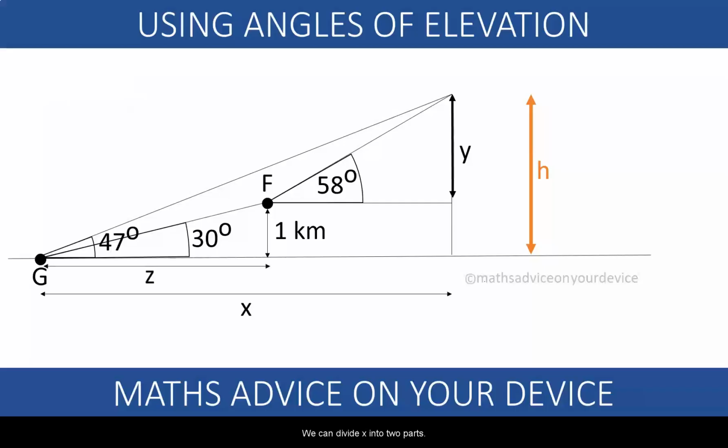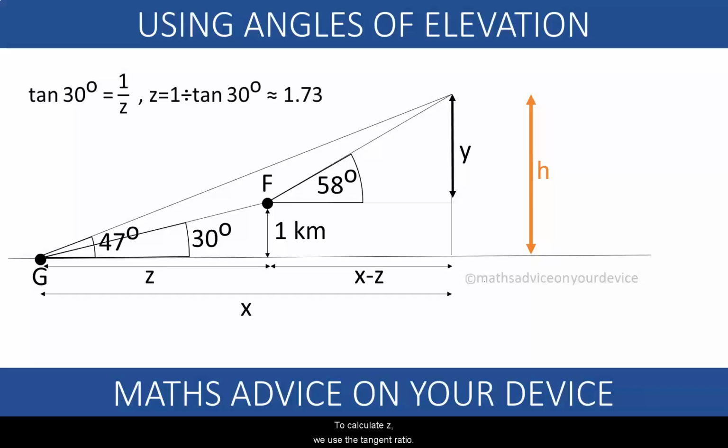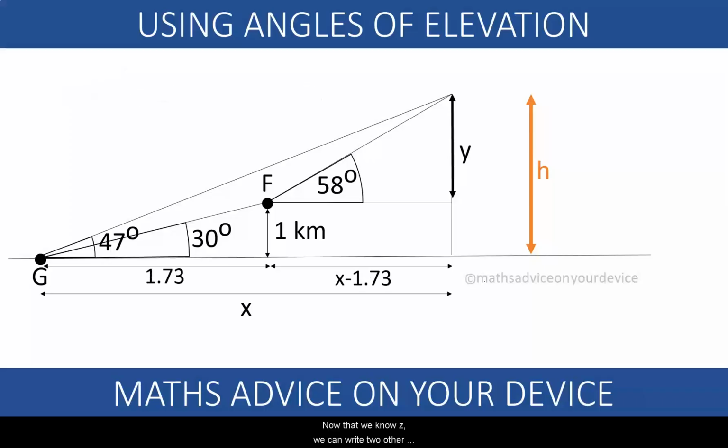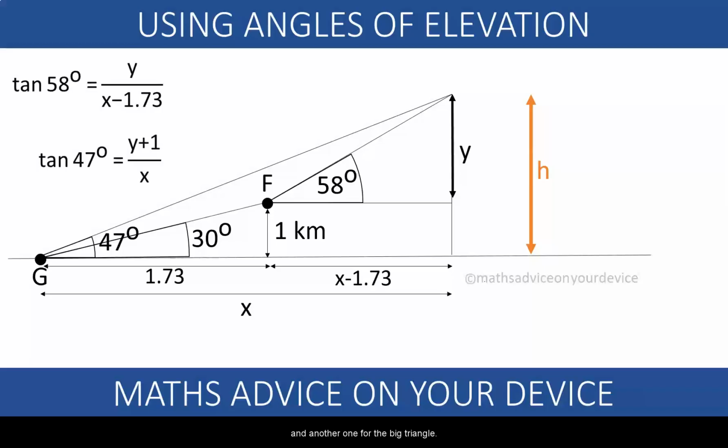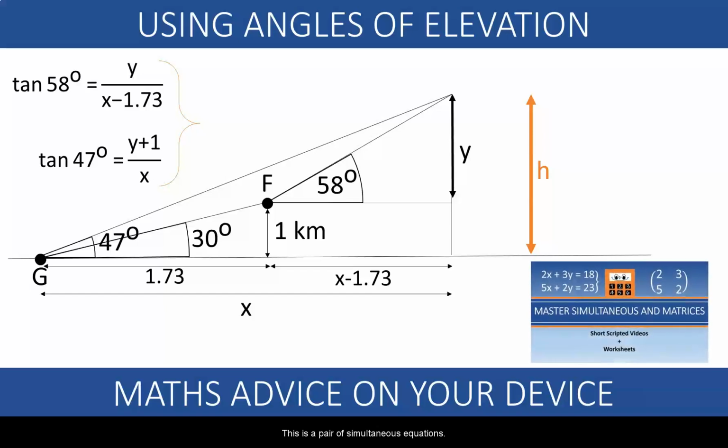To calculate z, we use the tangent ratio. Z equals 1 over tangent of 30. Z is approximately 1.73 kilometers. Now that we know z, we can write two other tangent ratios, one for the small triangle and another one for the big triangle. This is a pair of simultaneous equations.